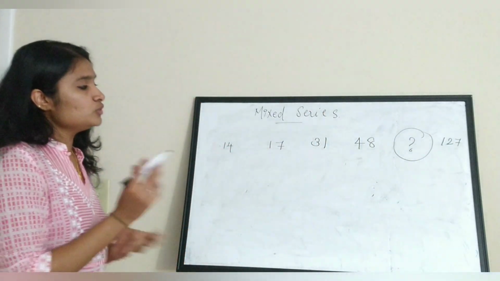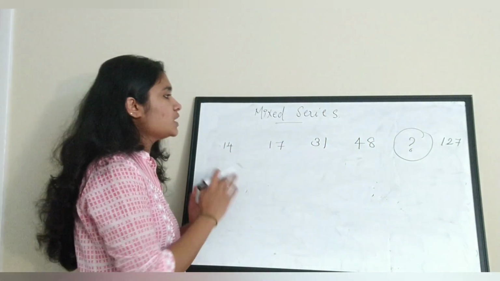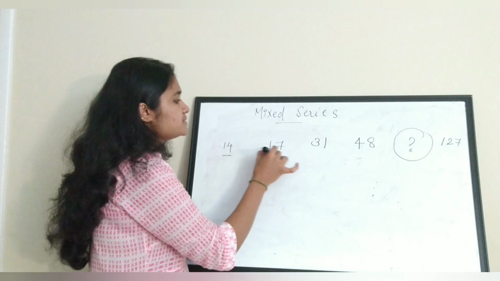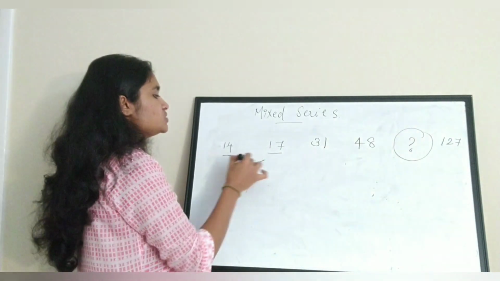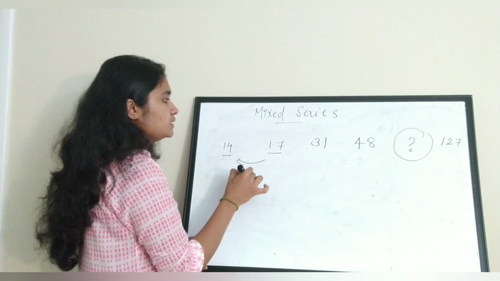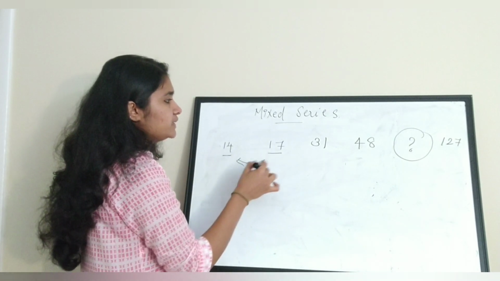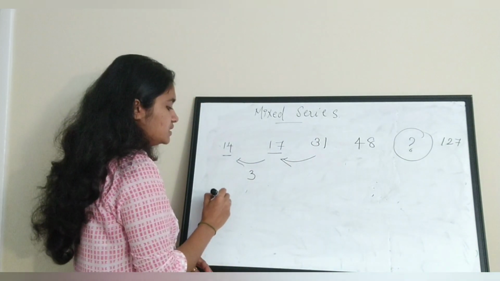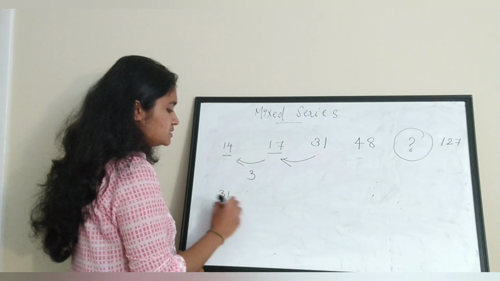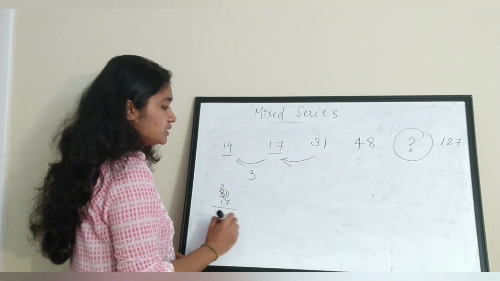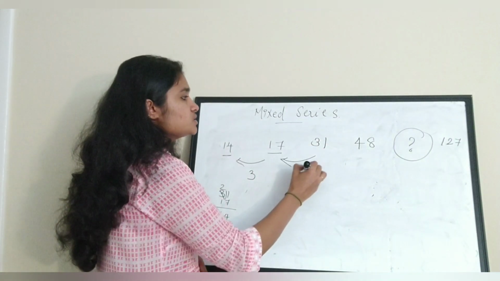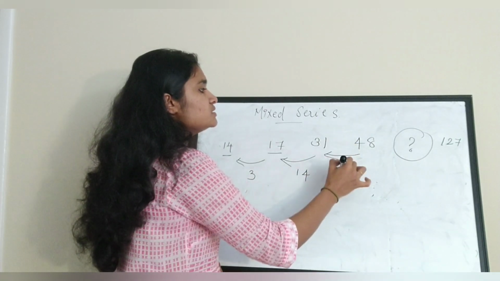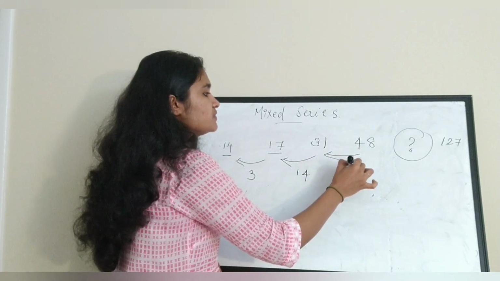Okay, so how to find this? We have to first identify how the number series is formed, right? So the first number is 14, the next number is 17. And if you see the difference between these two numbers, it is 3, right? So 3 is being added here. And if you see the difference between these two numbers, 31 minus 17 is 14, right? Okay. So the difference between these two numbers is 14. Again, if you see the difference between 48 and 31, it is 17.